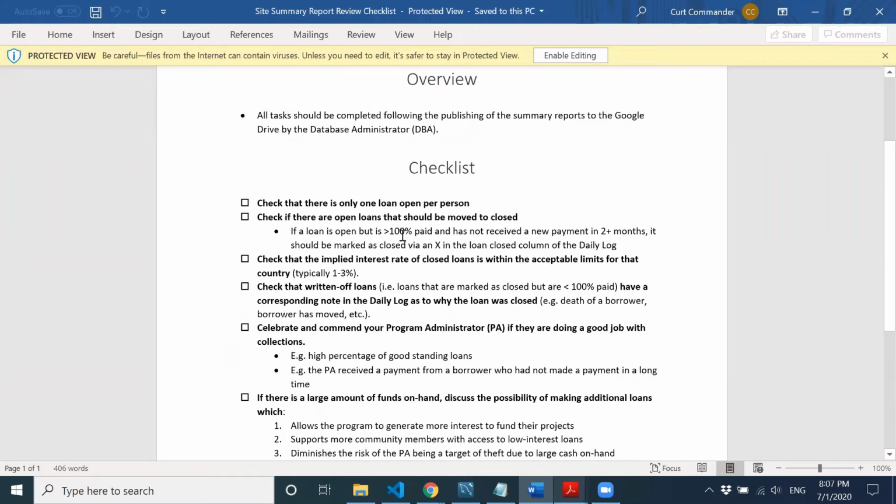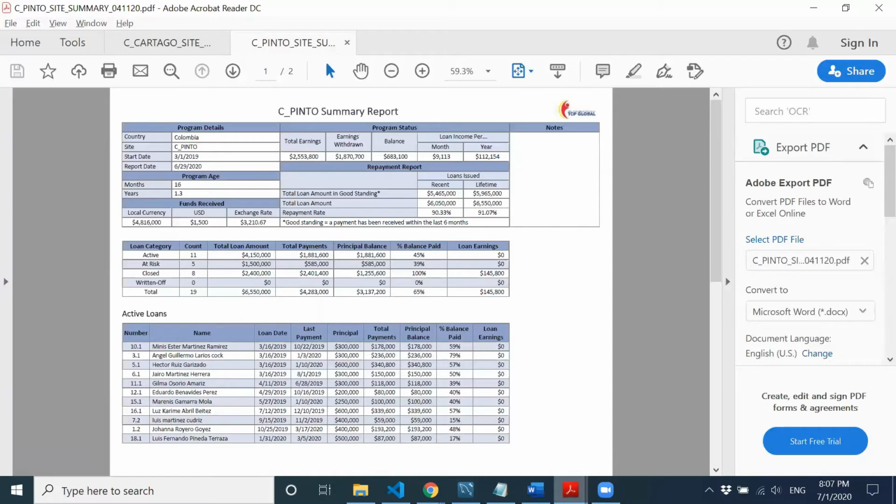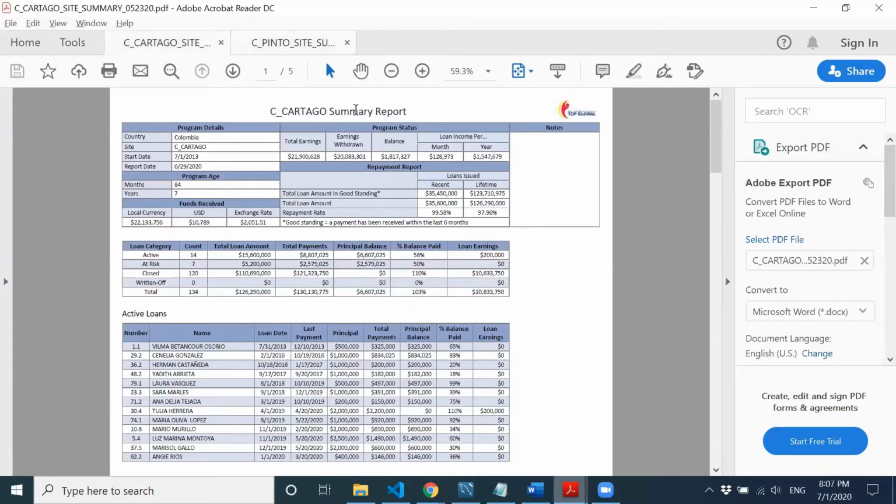Check if there are open loans that should be moved to closed. Let me see. I'm going to use this summary report because it has a good example. If you look at 30.4 in active loans, this loan right here, you can see that the percent balance paid is already about 10% above the balance. So this is basically 10% interest. There's earnings here. This loan hasn't been marked as closed because it's appearing in the active loans table, but it probably should be. You could mark the loan as closed in your master daily log.